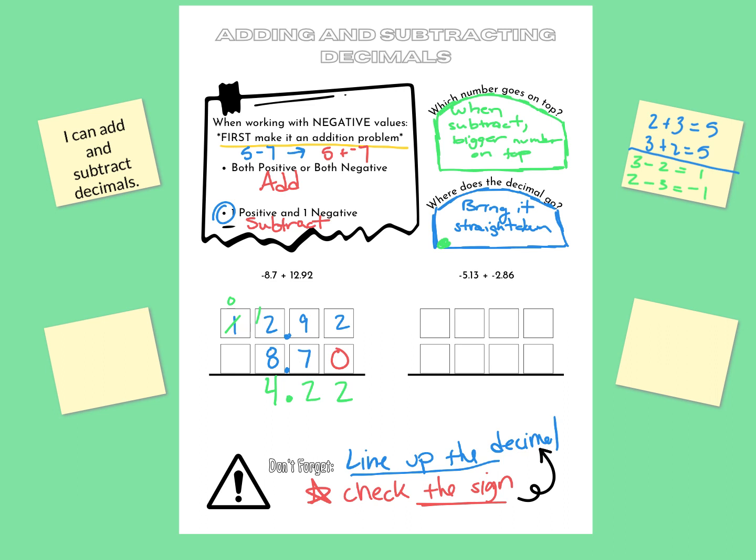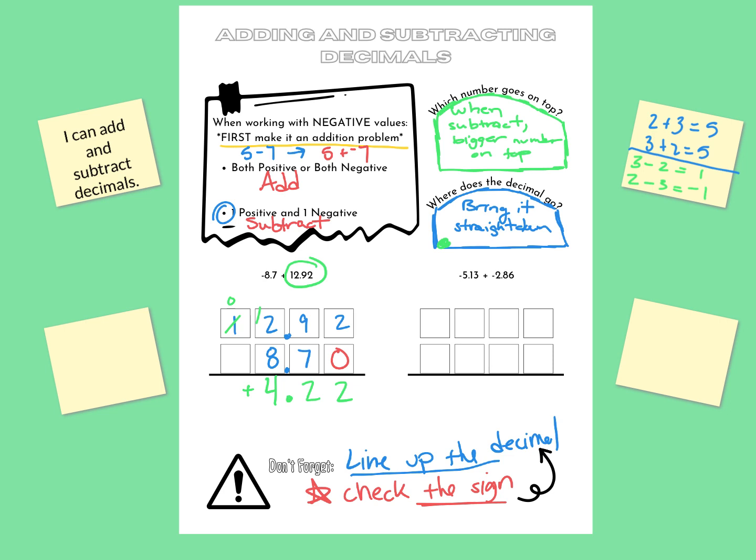So think back to integer rules, back at those notes if we need to. We're going to take the sign of the bigger number, or the larger absolute value. So the bigger number here is the 12.92, and it's positive. So that means it's going to be positive. Now you don't have to write a plus sign to show positive. We just know that it is positive.